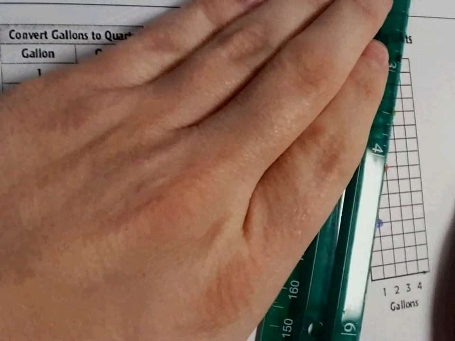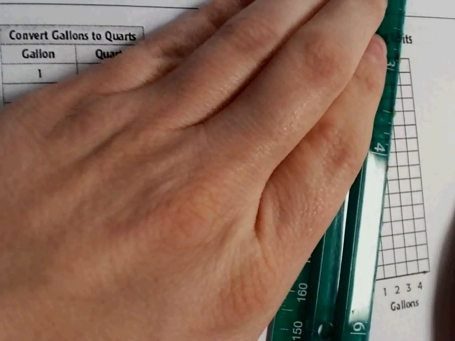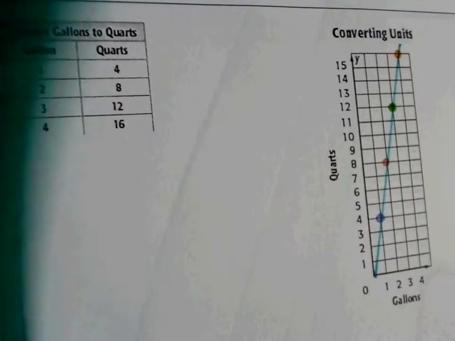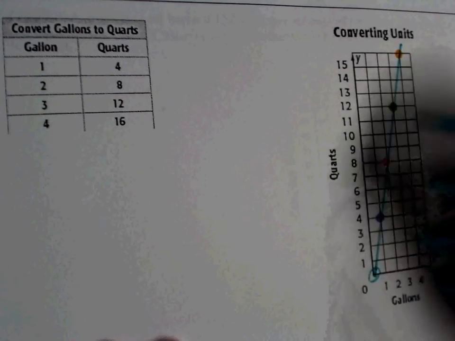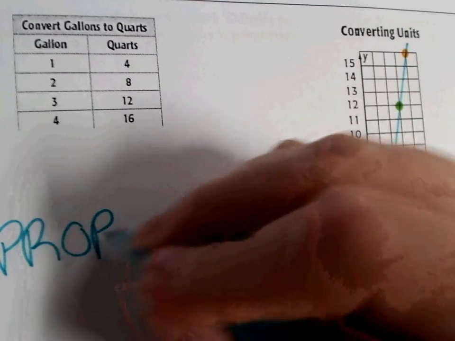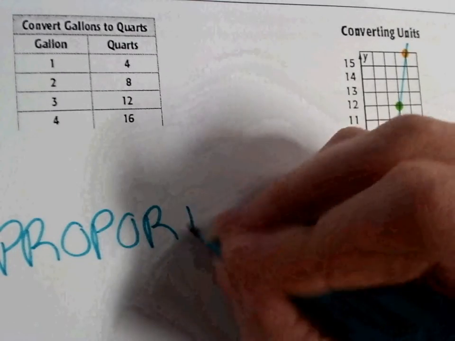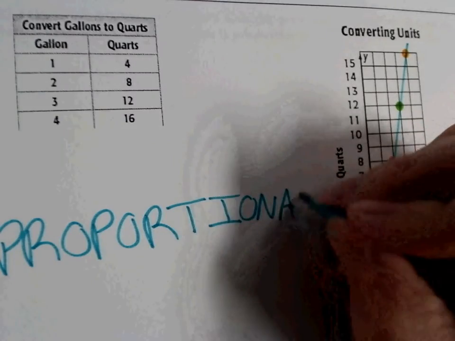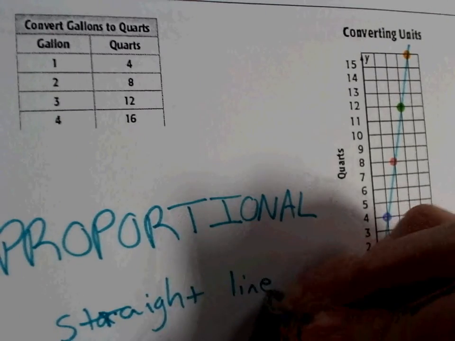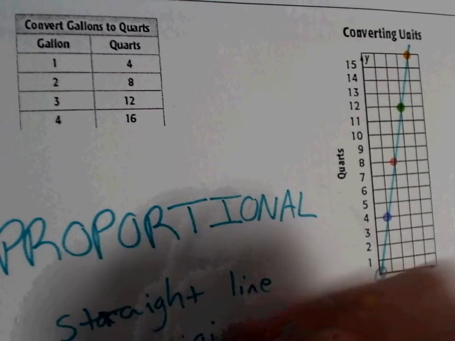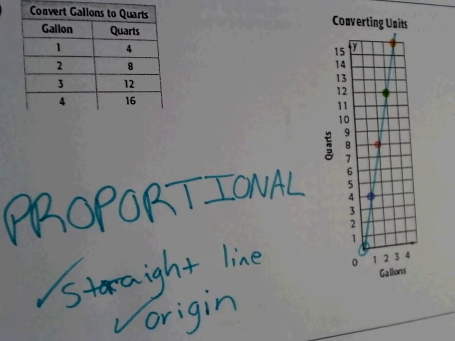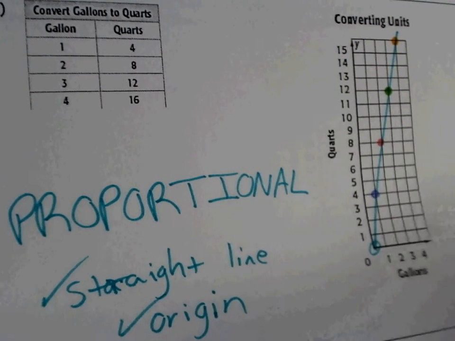Again, we need to connect them together to see if it's going to form a straight line and to see if it'll happen to go through the origin. Okay, so when we connect it, it does hit the origin and it does connect together as a straight line. So it is proportional because it is a straight line and it is through the origin. Straight line, origin. Okay, meets both criteria. Okay, go on to the next page.